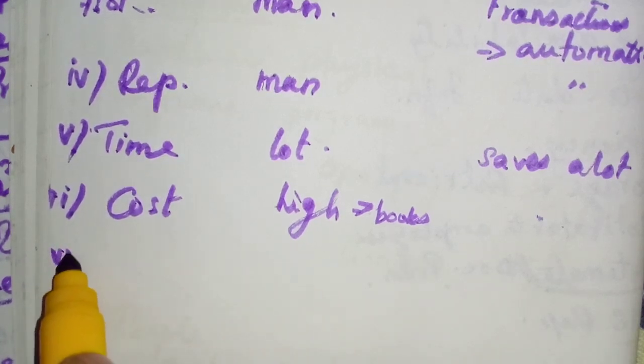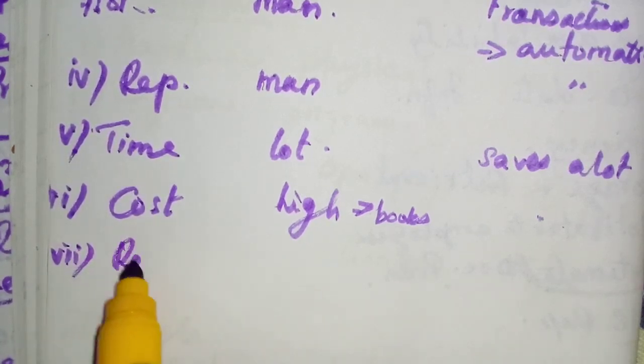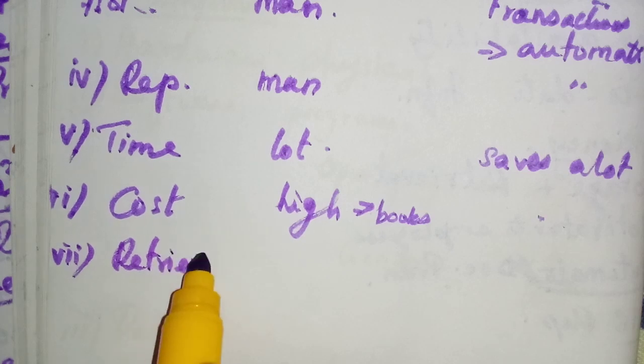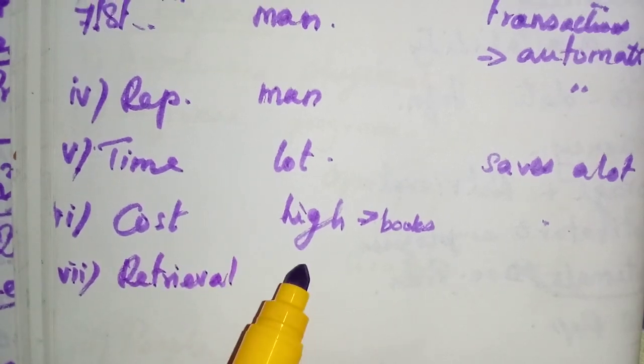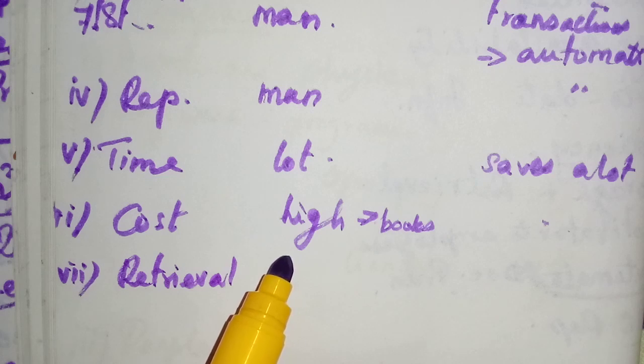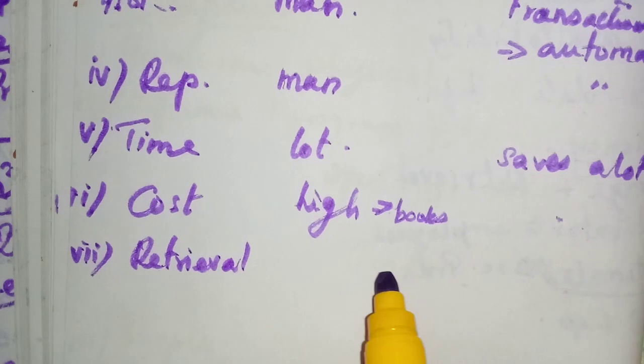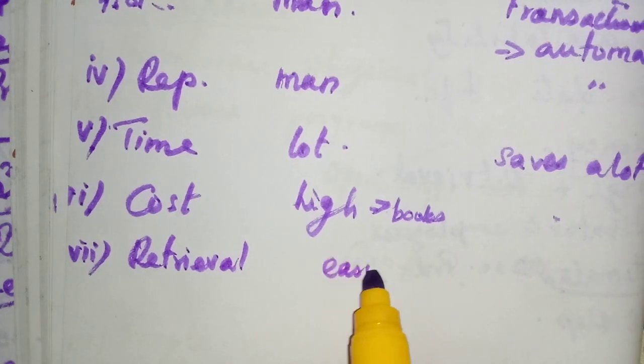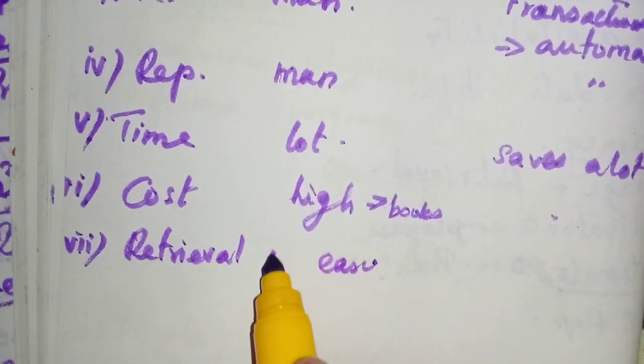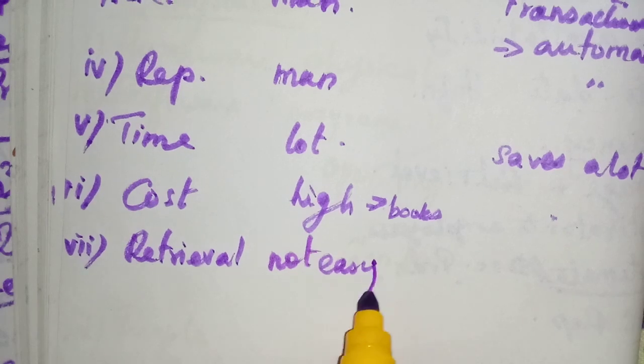Then retrieval of data. Getting back the information after 2 years, 3 years is very easy from the computer, but it is not very easy manually.